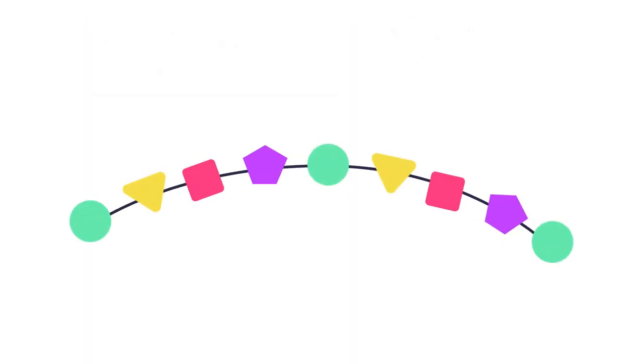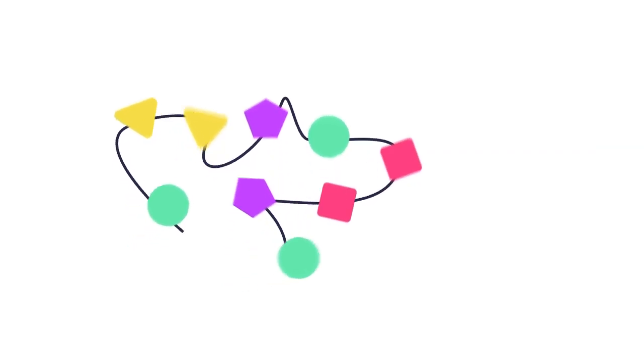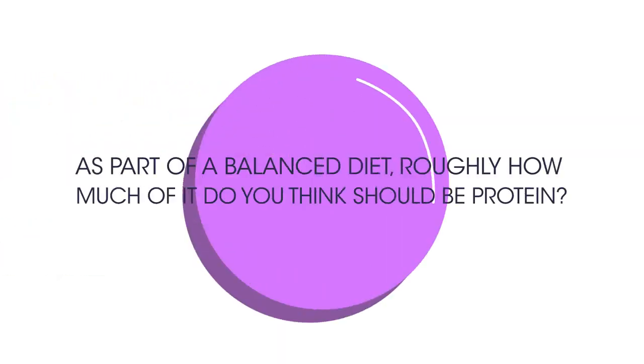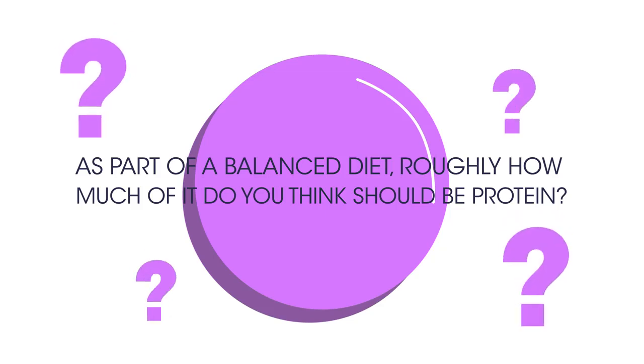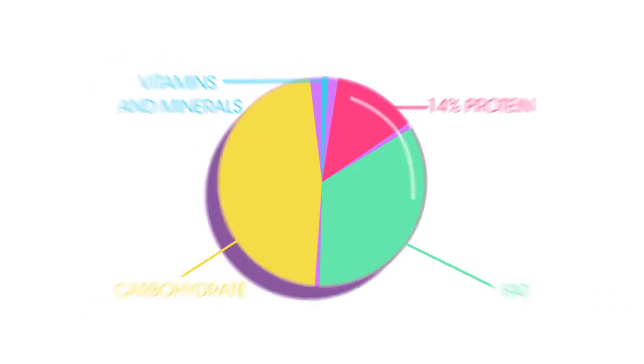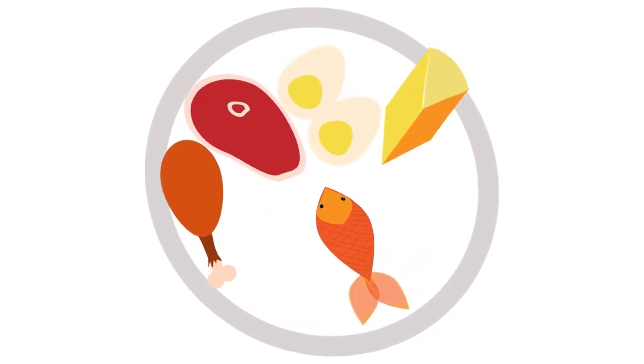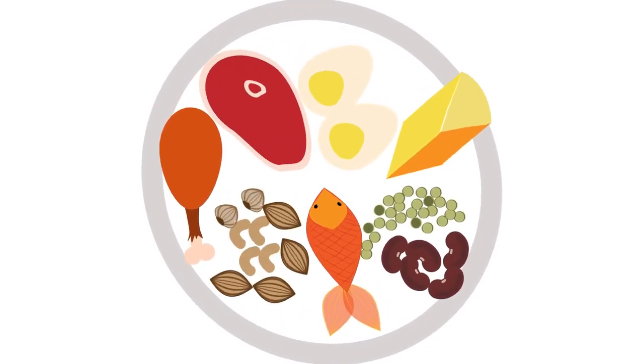The variation in proteins is caused by the order of amino acids, the chain length, and by folding the chain in distinct ways. As part of a balanced diet, roughly how much of it do you think should be protein? About 14%. Sources of protein in our diets include meat, fish, eggs, cheese, beans, and nuts.